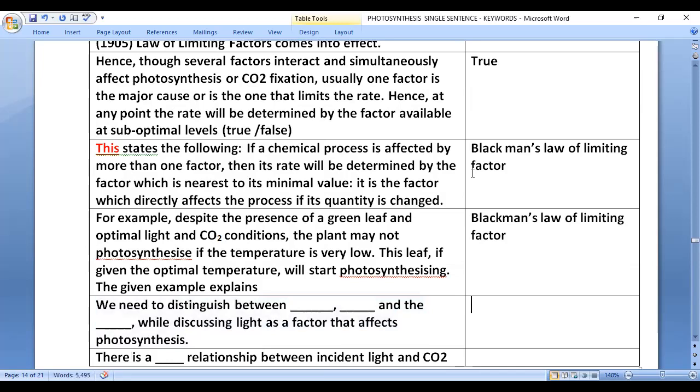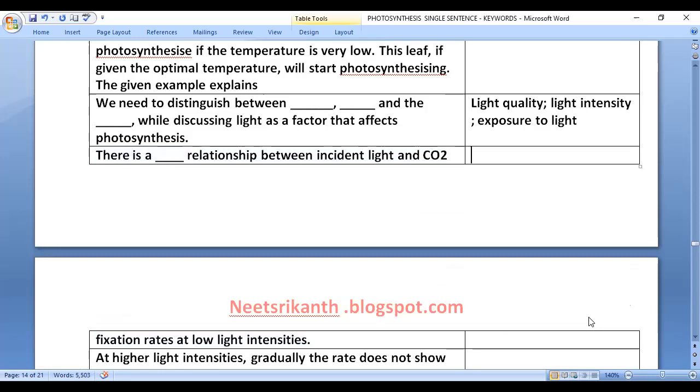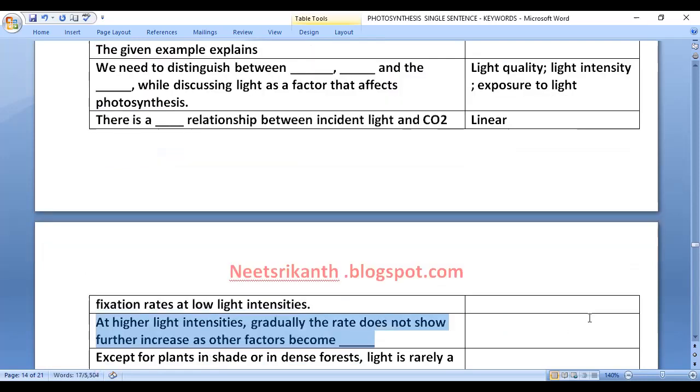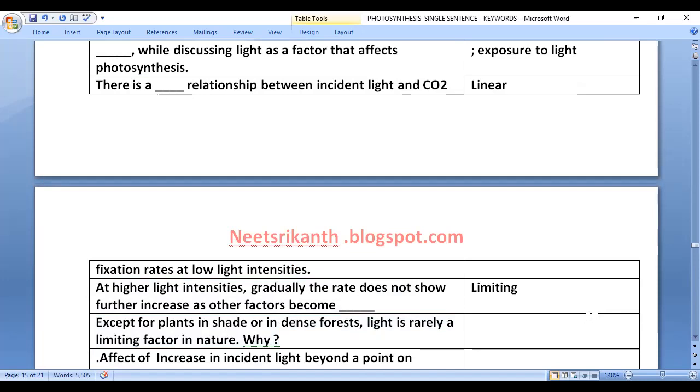We need to distinguish between light quality and light intensity while discussing light as a factor that affects photosynthesis. We have to cover exposure to light. There is a linear relationship between the incident solar light and carbon dioxide fixation rate at low light intensities. At higher light intensities, gradually the rate does not show further increase as other factors become limiting. Except for plants in shade or in dense forests, light is rarely a limiting factor in nature.